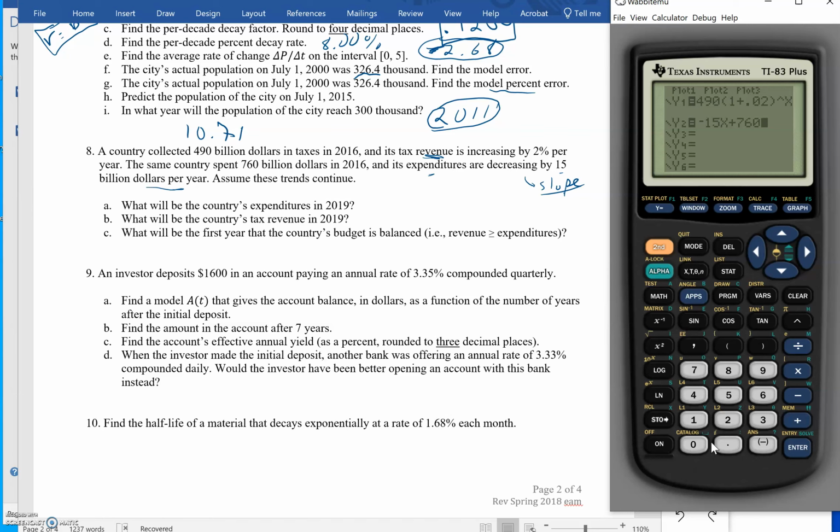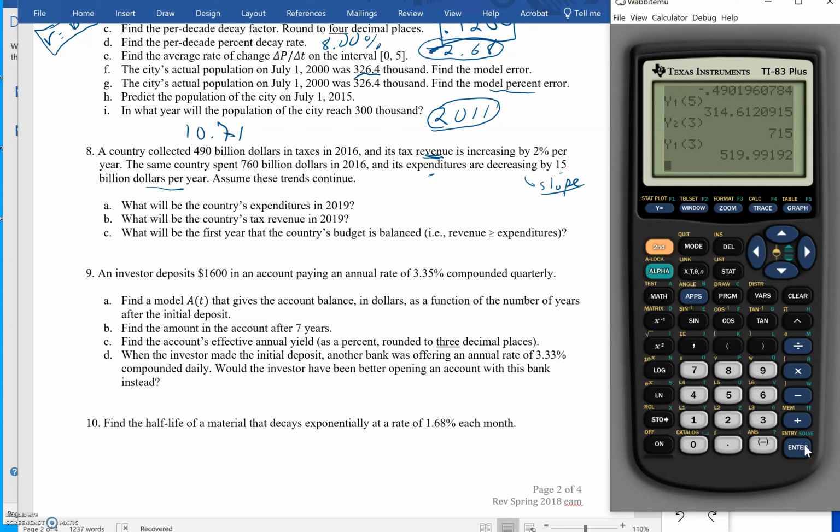And I'm going to have to evaluate each of them. So for question A, it says what are the expenditures in 2019? What is the revenue in 2019? So expenditure is Y2. So that's going to be evaluating Y2 at 3, right? Because 2019 is 3 years in the future. So 715 is our expenditure. And then for our revenue in 2019, we're going to do the same thing, but we'll use Y1 for that. And our revenue is 519.